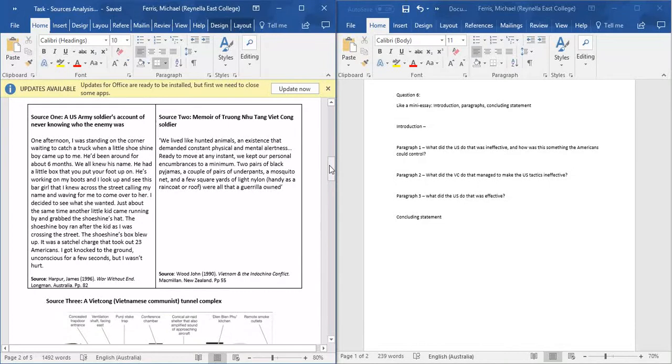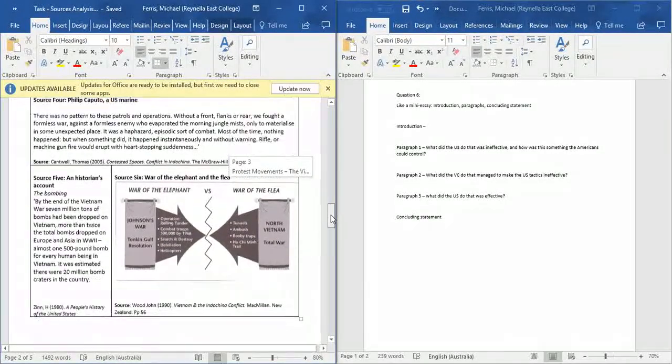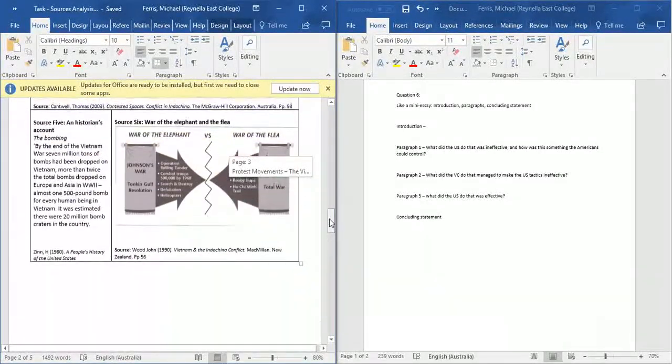And lastly, in the third paragraph, something that I really look for as a Year 12 history teacher is something known as a counter-argument. You might agree with the statement, but it's really important that you consider the other side of the argument. So I would be looking for you to talk about what it was that the US did that actually was effective. Maybe there was something that you can see in these sources that was an effective strategy.